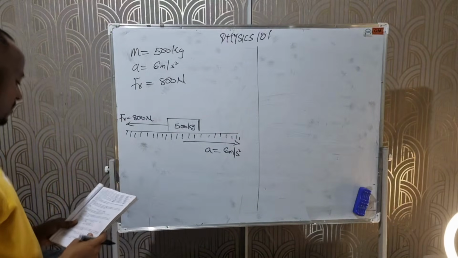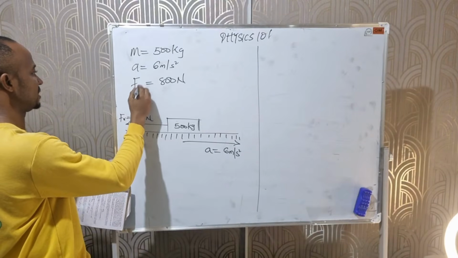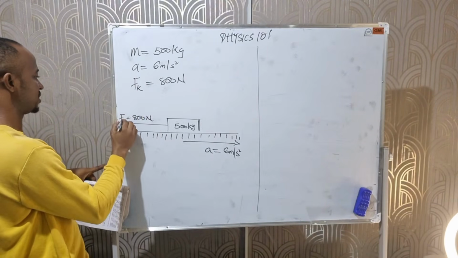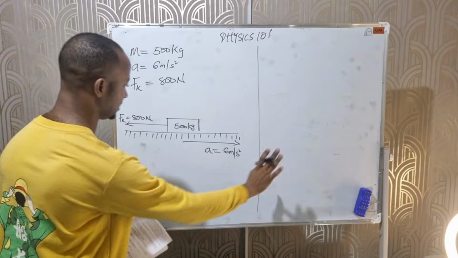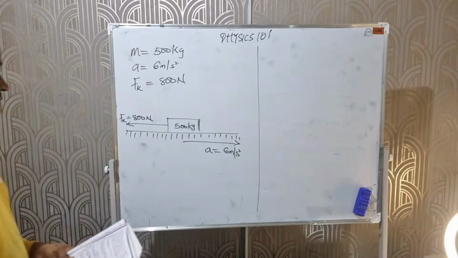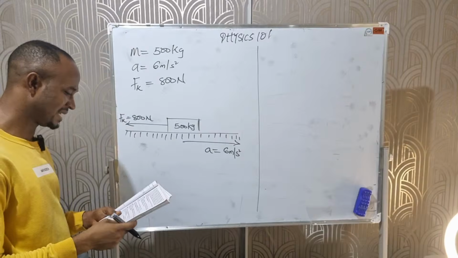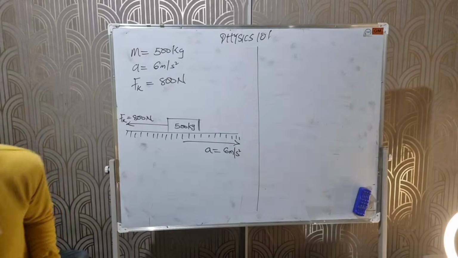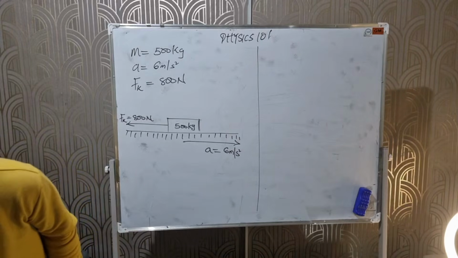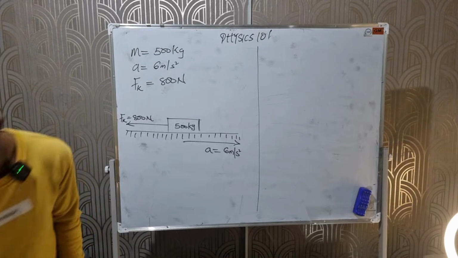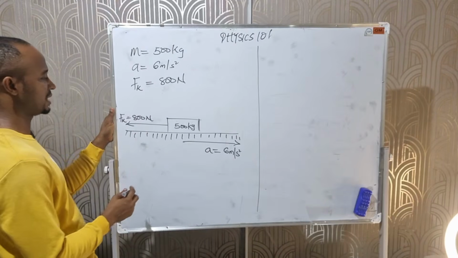Since it's moving, that means the resistive force should be the kinetic frictional force, because the body is actually accelerating with a value of 6 meters per second squared. They ask us to calculate the force exerted from the engine, to maintain this forward acceleration.